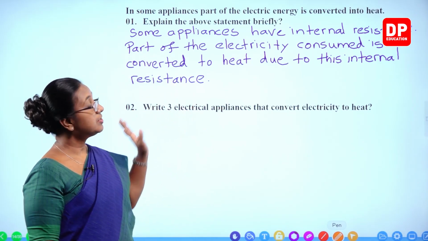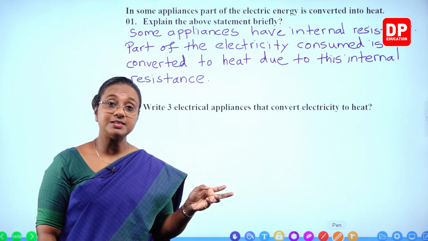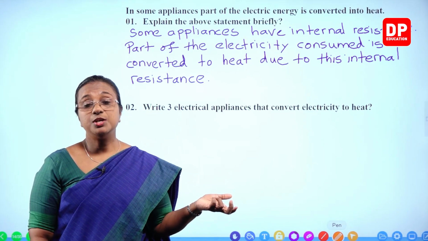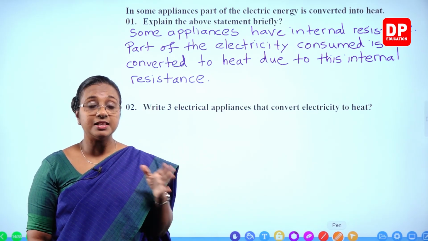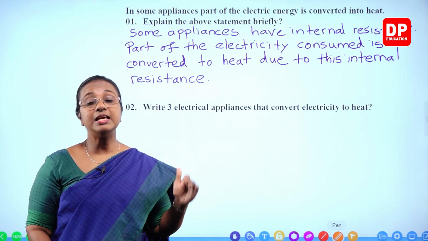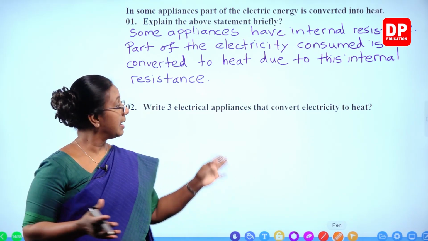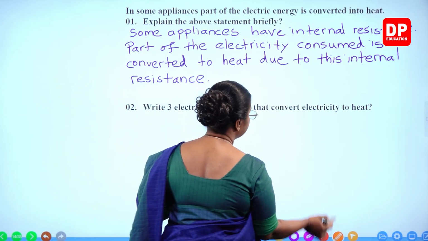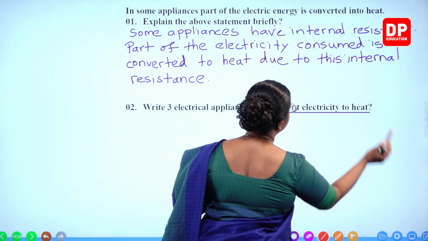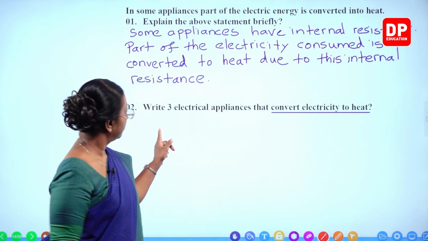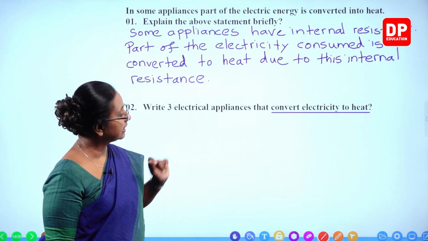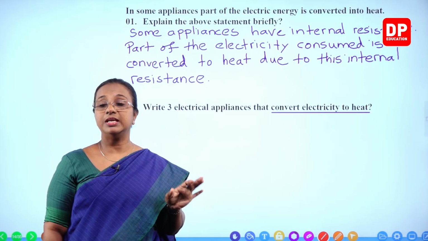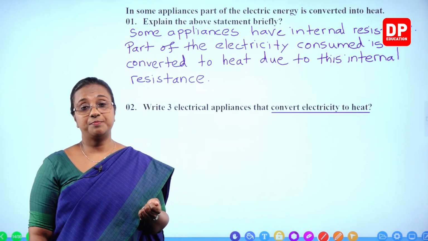Now, in the previous question, there are appliances where you need to produce a different type of energy other than heat, but still heat is being produced. But here, these are appliances where electricity is converted to heat. So, electrical appliances that convert electricity to heat. Can you think of some?